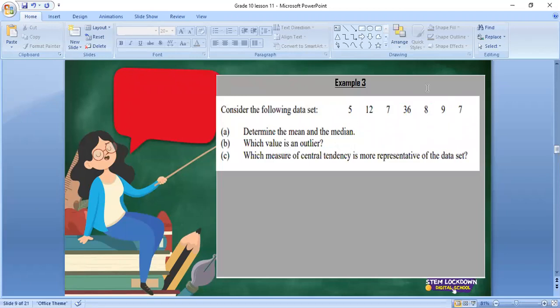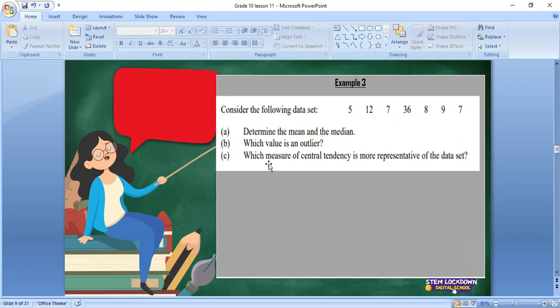Any value is an outlier here. When we talk about an outlier, it is that number, that data point, that is too big or too small compared to the rest of the data. If you look at this properly, you see 36 seems to be bigger than the rest of the data. 36 is far greater than all of them, so 36 is an outlier because it is bigger compared to the rest of them.